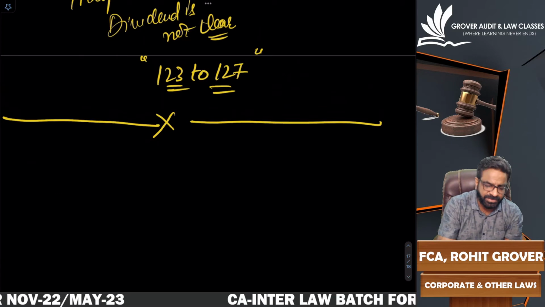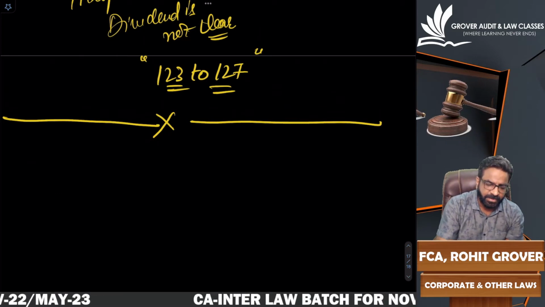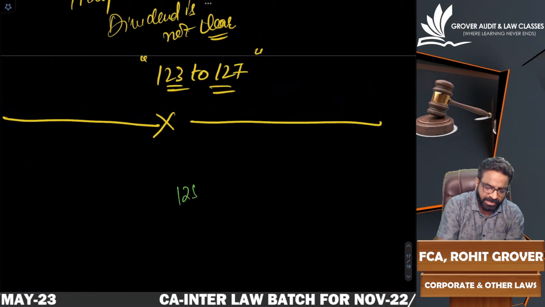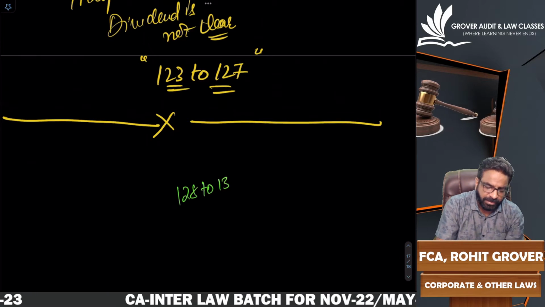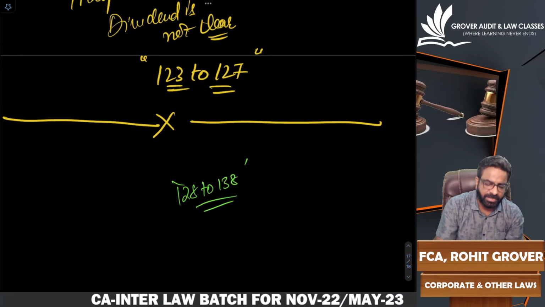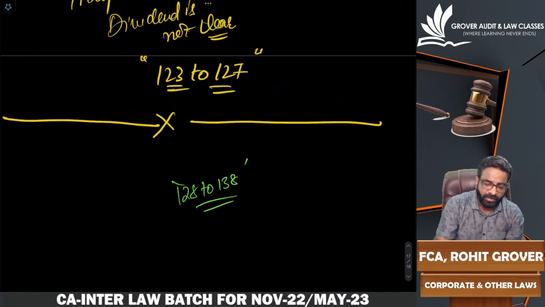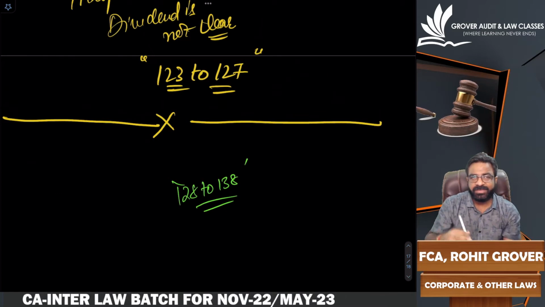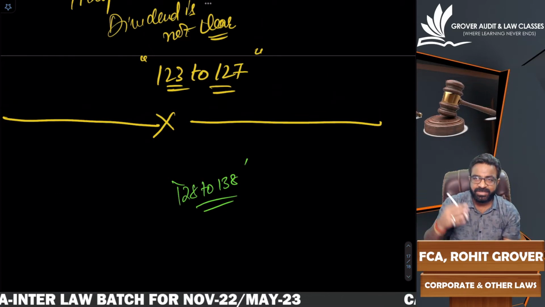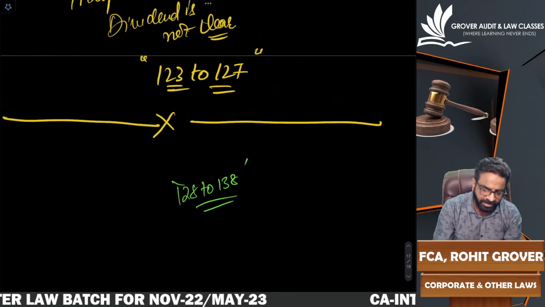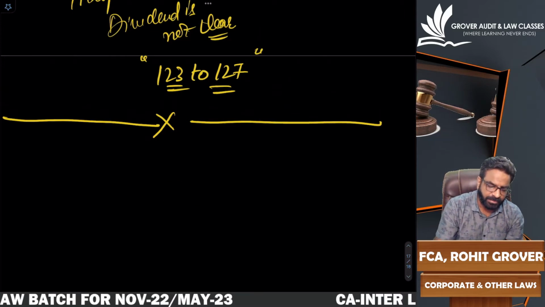Now we are going to start our second last chapter of company law, that is 128 to 138. Is it clear? Sorry, 128 to 137. 138 we are going to cover in the audit section, that is A and A. What is A and A? Audit and auditors.